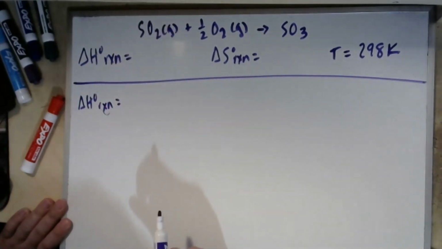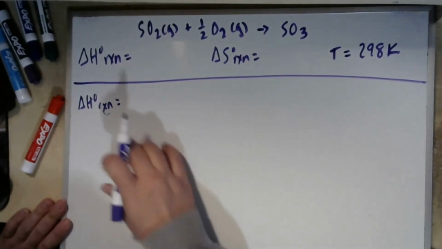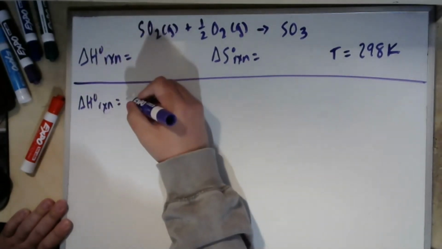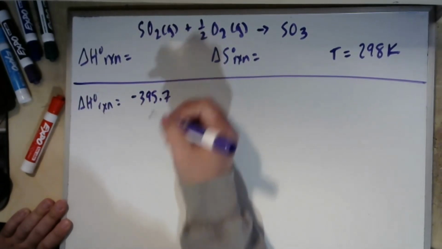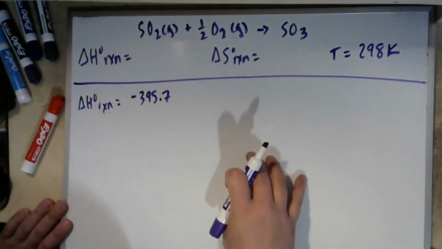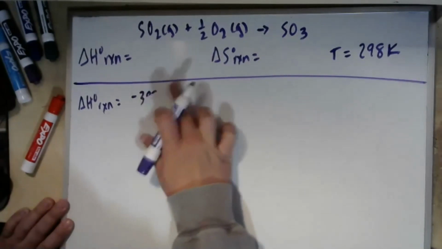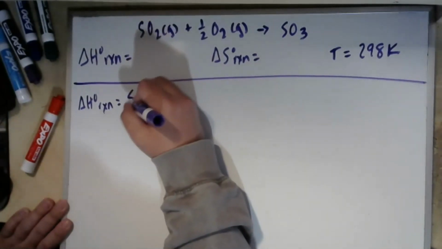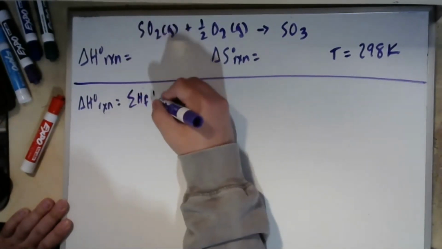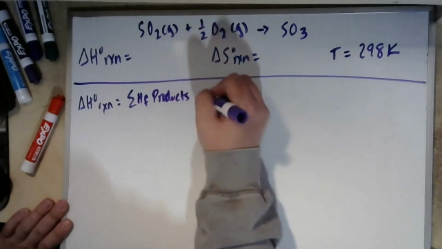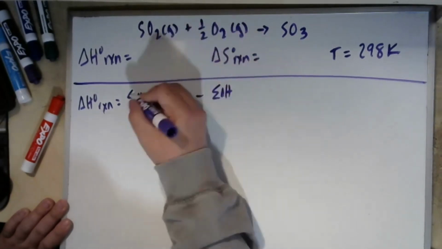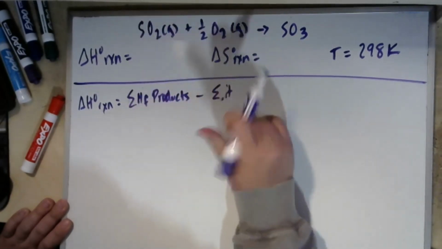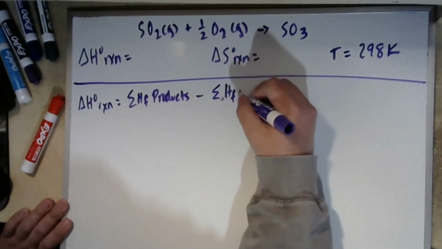Okay, so our product here is the SO3. So that's going to be negative 395.7, right? Because again, it's the products minus the reactants to find these values. I'll just write that down. Sum of the delta H of the products minus the sum of the heats of formation of the reactants.